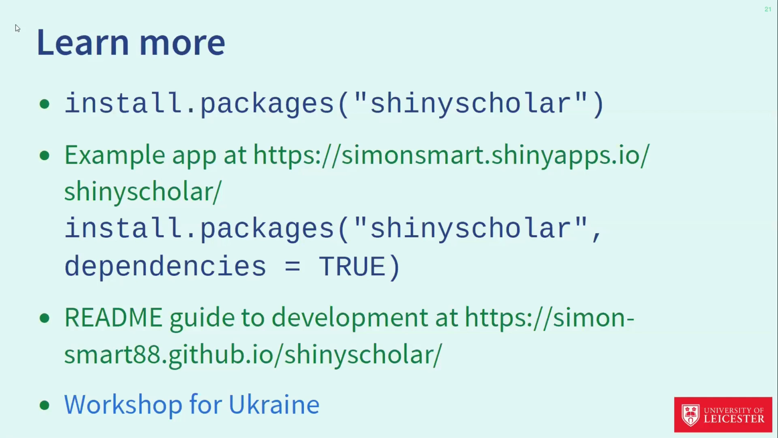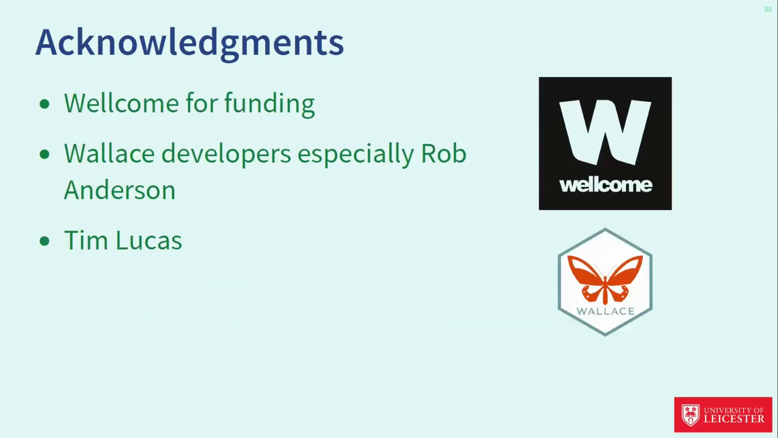So if you'd like to learn more, install from CRAN. There's also an example app on Shiny Apps, and you can also run that if you install the package with dependencies equals true. There's a README on GitHub, it's an extensive guide to developing modules, and there's also a workshop for Ukraine that you can look at where I go through developing a module.